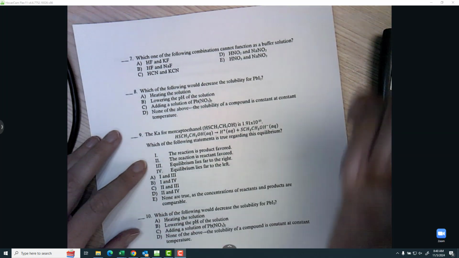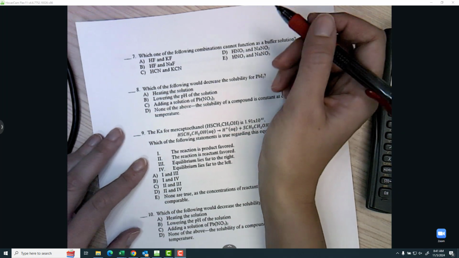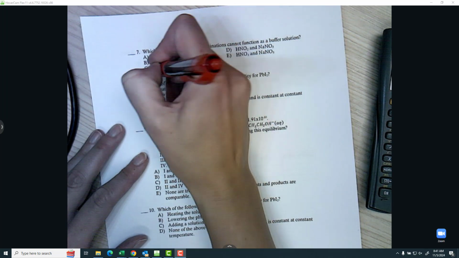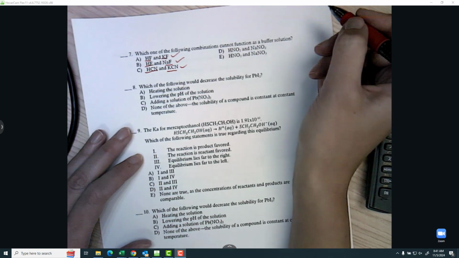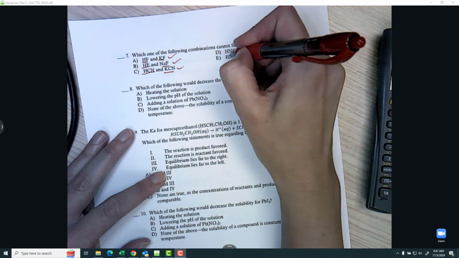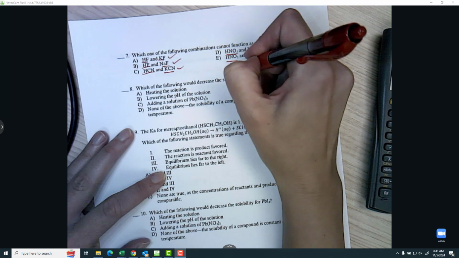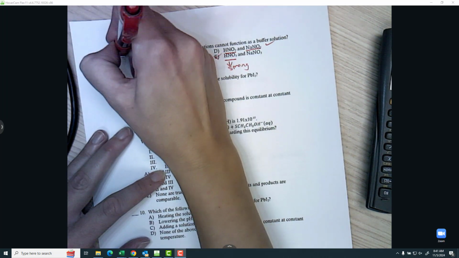All right, which cannot function as a buffer. I'm seeing lots of things that look like they can function as buffers because they have weak acids and their salts. But then when I get to E, that is a strong acid, so it cannot function as a buffer.